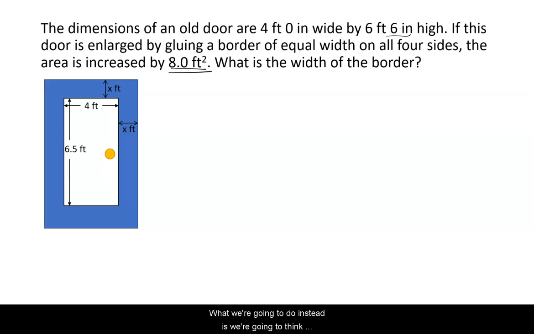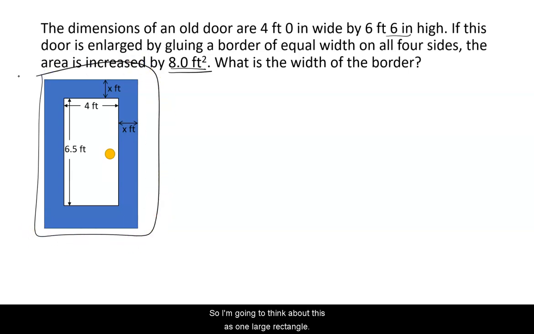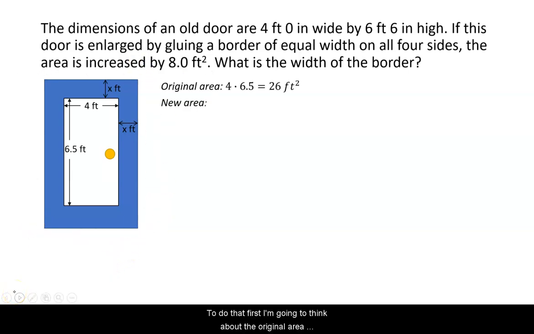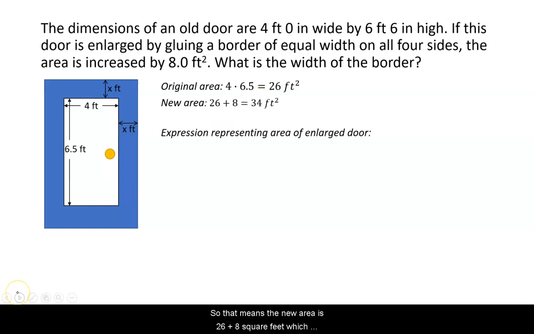What we're going to do instead is think about how this area has changed. So I'm going to think about this as one large rectangle. First, I'm going to think about the original area of the door, pictured here in white. The original area is 4 feet by 6.5 feet, which works out to be 26 square feet. The new area is an increase of 8 square feet, so the new area is 26 plus 8, which works out to be 34 square feet.